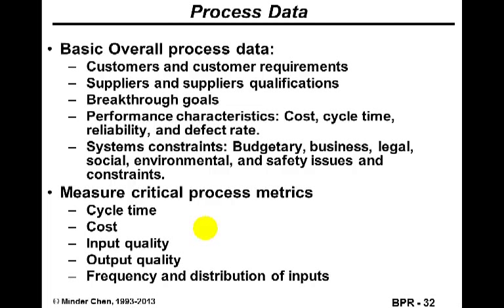Once we identify a process, we want to collect data about the process, including its customers' requirements, who the suppliers are, their qualifications, and try to stretch the business goal that we want to achieve. This will force us to be innovative, and we will try to measure the performance data for the process, including the unit cost, cycle time, reliability, defect rate, etc. Additional system constraints need to be taken into consideration in terms of budget, legal environment, etc.